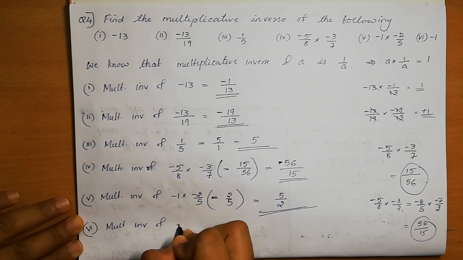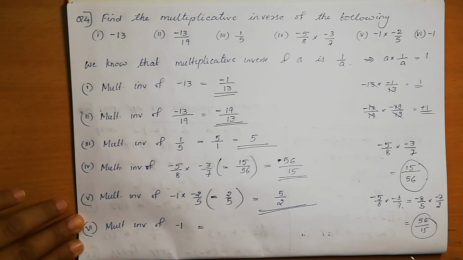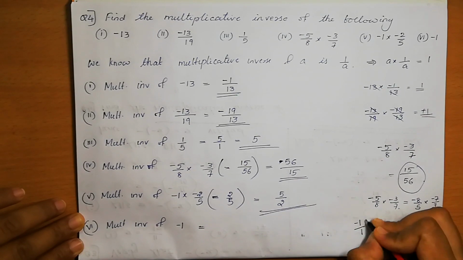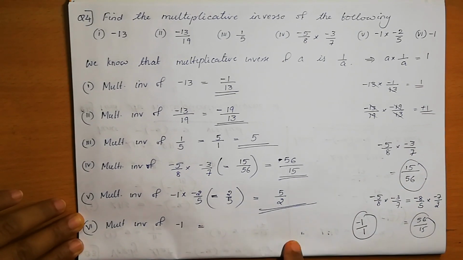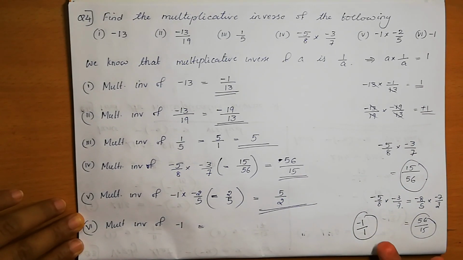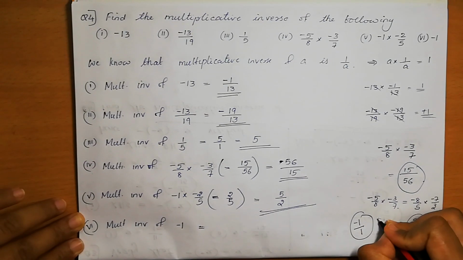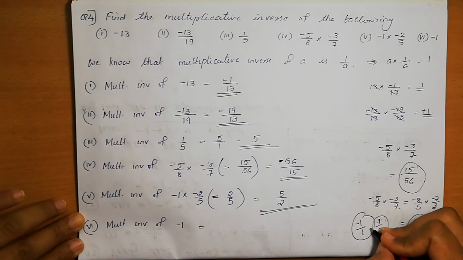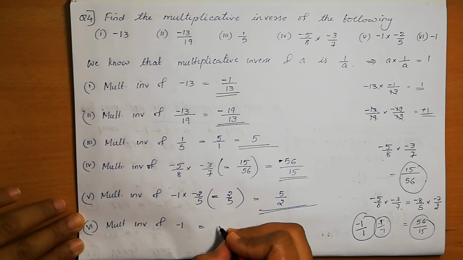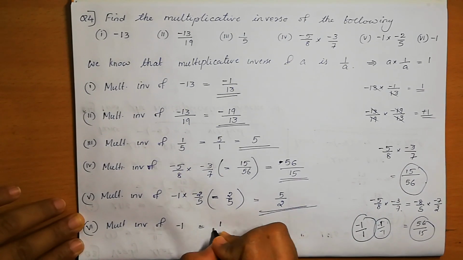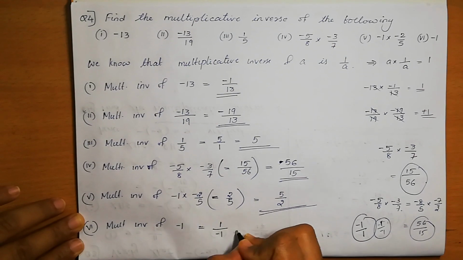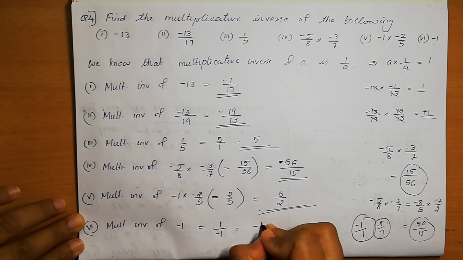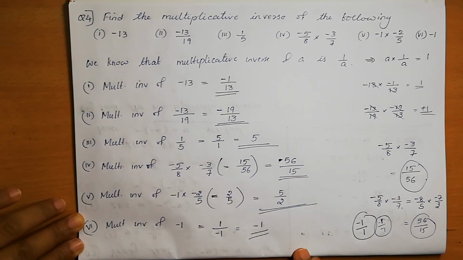Multiplicative inverse of minus 1. Minus 1 means what? Minus 1 by 1. Correct. So reciprocal or multiplicative inverse means again 1 by minus 1. Standard form means minus 1. Correct. So what is the multiplicative inverse? We can write it as 1 by minus 1. That means minus 1. Minus 1 is the multiplicative inverse of this number.